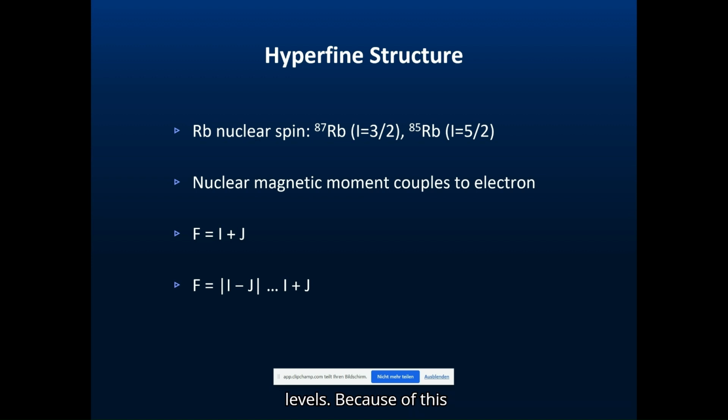Because of this interaction, it is convenient to define the total angular momentum, which is F = I + J. The quantum number F can take values from the absolute value of I minus J to I plus J. Each possible value of F corresponds to a distinct hyperfine level with slightly different energy.